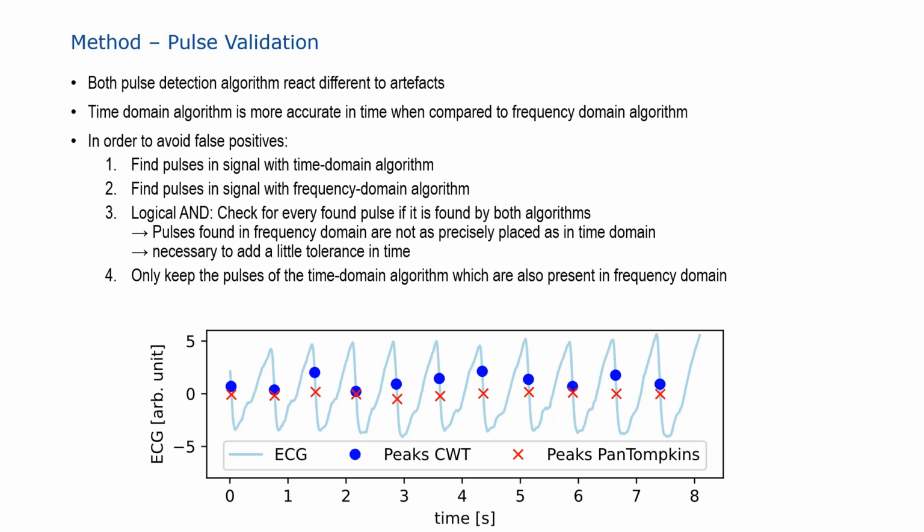The need for the tolerance can be seen in the picture. Here you can see a PPG signal in which both algorithms detected the pulses. It can be seen that the pulses found by the continuous wavelet transformation are a little bit shifted in time when compared to the peaks found with the Pan-Tompkins algorithm.